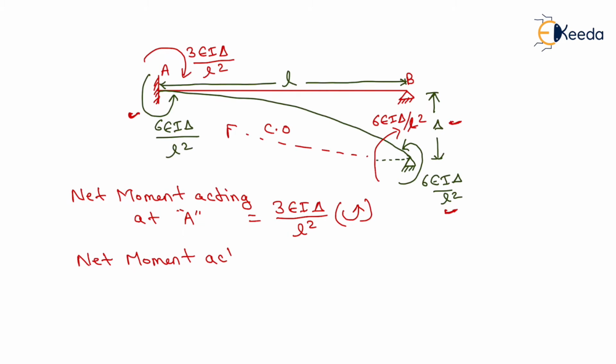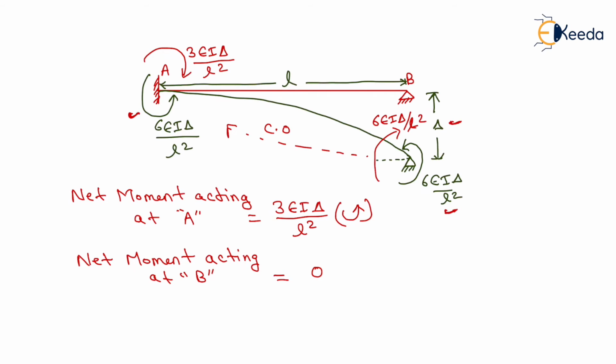And the net moment acting at B will be equal to 0, because the anti-clockwise moment of 6 EI delta upon L square is balanced by the clockwise moment of 6 EI delta upon L square. So the net moment acting at support B will be equal to 0.